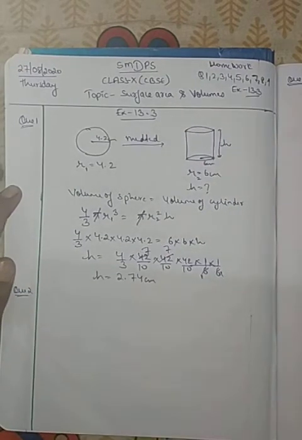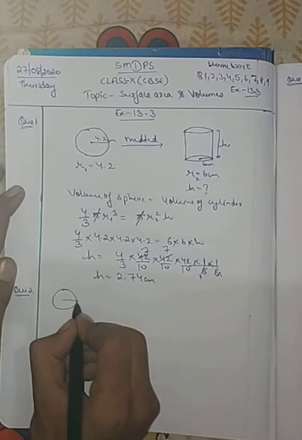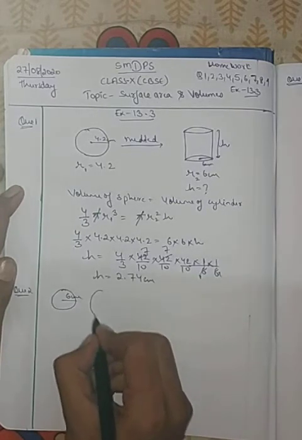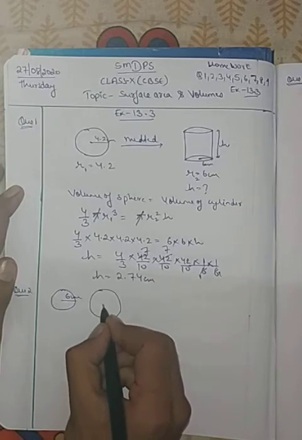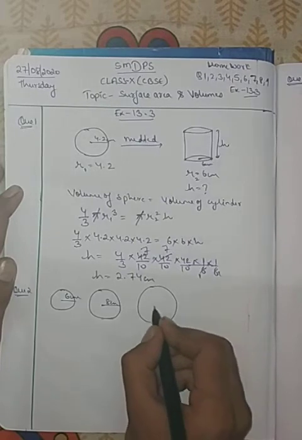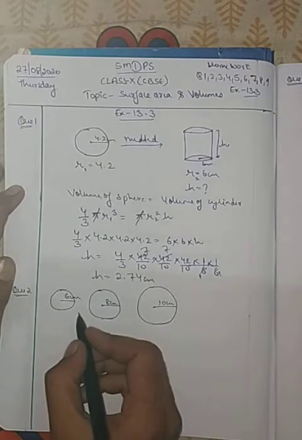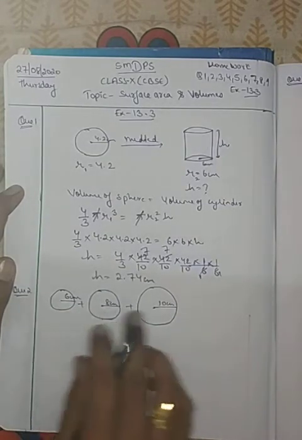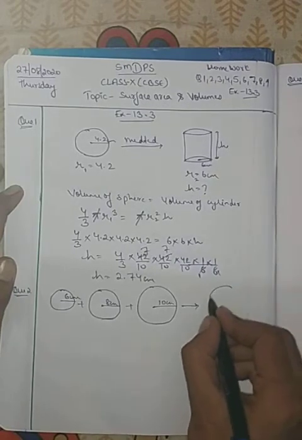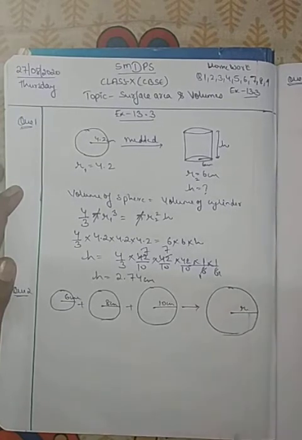Now coming to the next question, question number 2. Metallic spheres of radius 6 centimeter, 8 centimeter and 10 centimeter. We have 3 metallic spheres. First is 6 centimeter radius, second is 8 centimeter radius and third is 10 centimeter radius. They are melted to form a single sphere. By melting these, the volume of these three will be added, and a new big sphere is formed. We need to find the radius of this sphere.